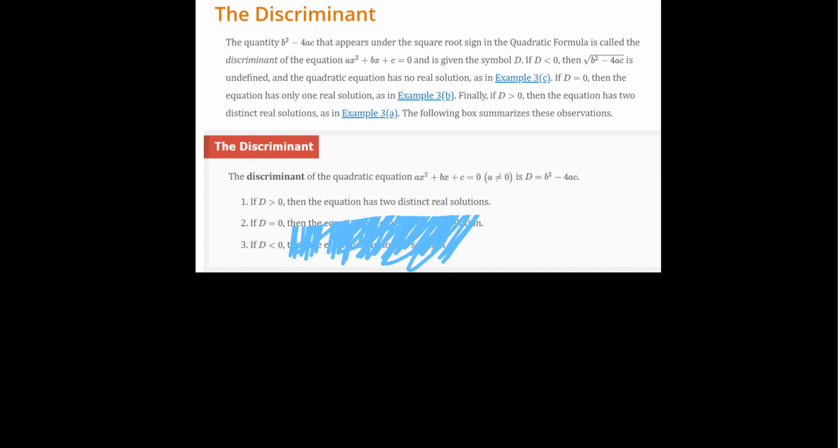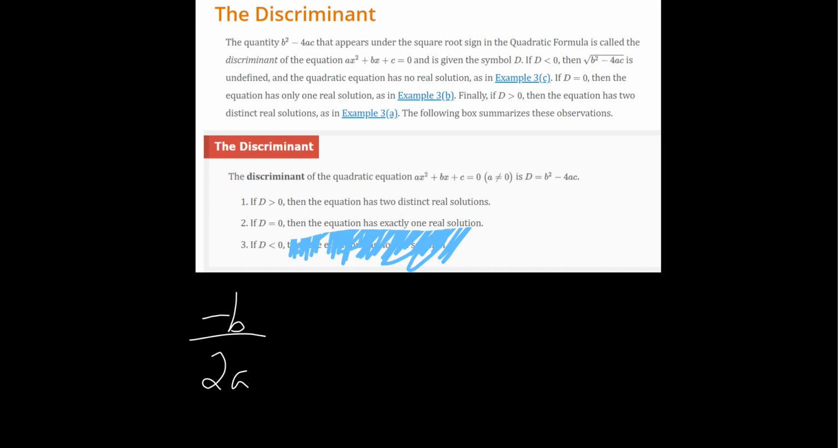Now what if D is equal to 0? What if the discriminant was equal to 0? Let's imagine that. We've got negative b plus or minus the square root of the discriminant, which would be 0. So it just becomes negative b plus or minus 0, or in other words, simply negative b over 2a. So if the discriminant was 0, then we would have one real solution.